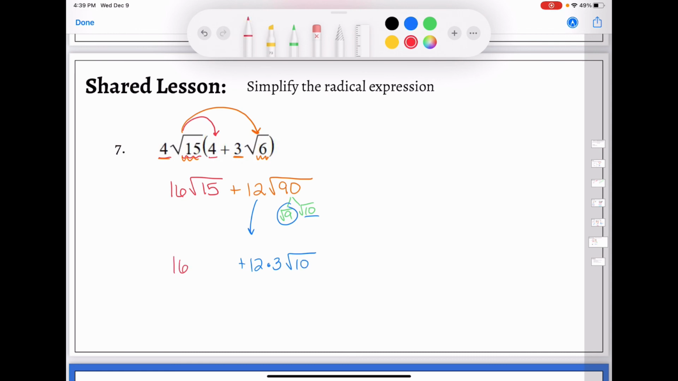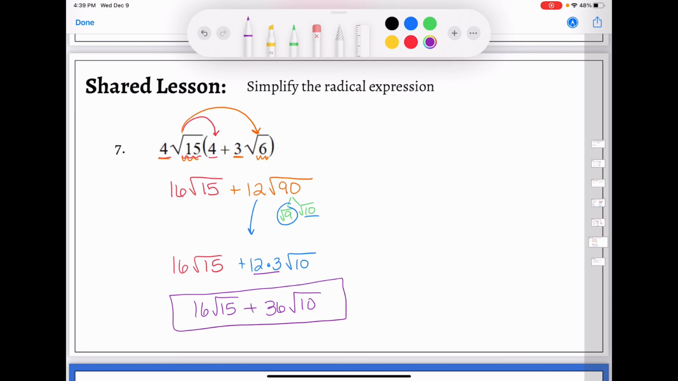Bringing down my 16 radical 15 so I don't forget it up there up top. Let's see now. Next thing I need to do is multiply my 12 times 3. So I have 16 radical 15 plus 36 radical 10. Those are not like radicals. Radical 15 and radical 10 are not like radicals, so I can't do anything else. There is my final answer for distributing.